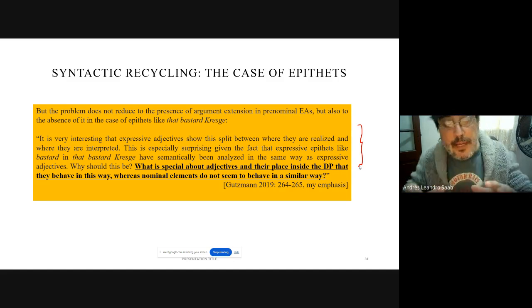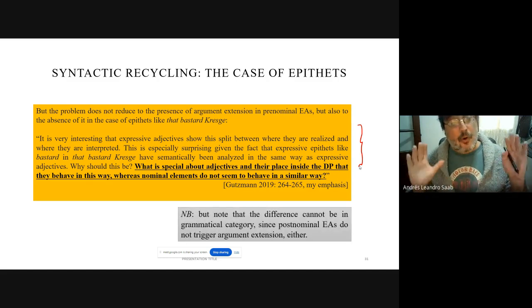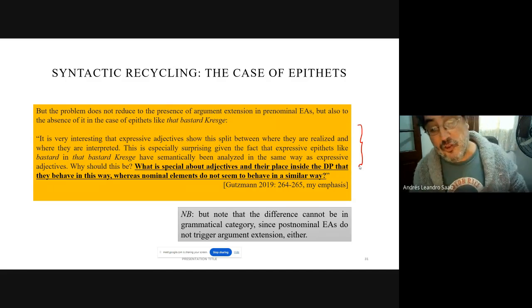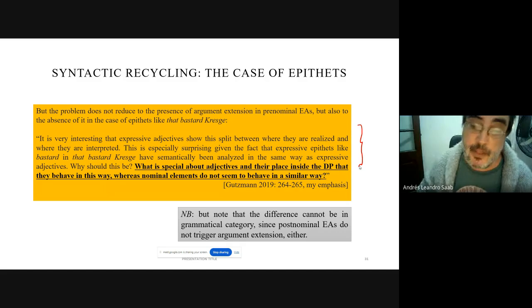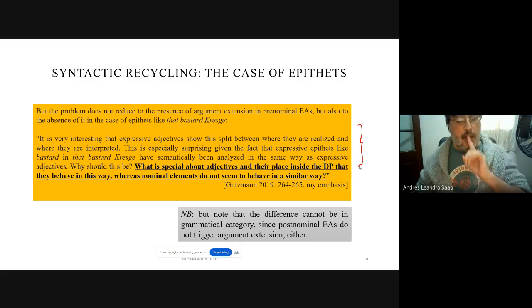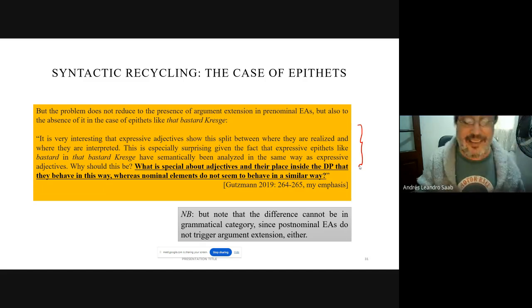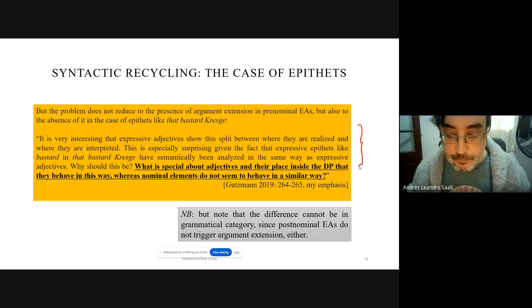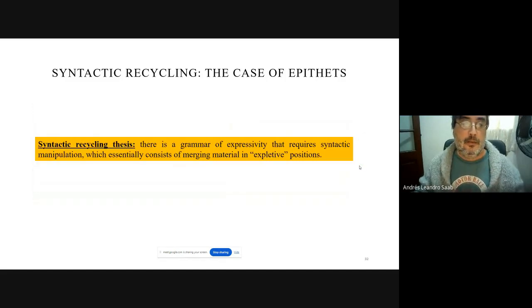So it seems that Guzman is making a difference in grammatical category, right? He's not saying this, he's just wondering this. But now we can say, okay, look, the difference cannot be in grammatical category since postnominal expressive adjectives in Spanish do not trigger argument extension either. So the special guys here are prenominal expressive adjectives, which are the only ones that trigger argument extension, right? Okay.